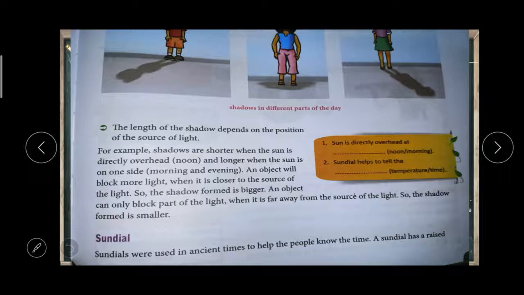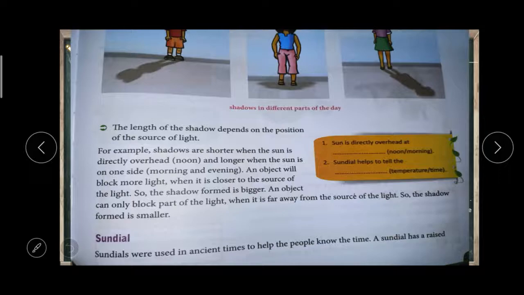And the second one is, during noon time the sun is above our head, right? So the shadow is shorter. During morning time and the evening time, the shadow is longer. Why? At noon time the sun is above your head, so we cannot block so much light, so we see only a shorter shadow. But in the morning and evening time it is in front of you or behind you, so we are able to block so much light, so our shadow looks bigger.